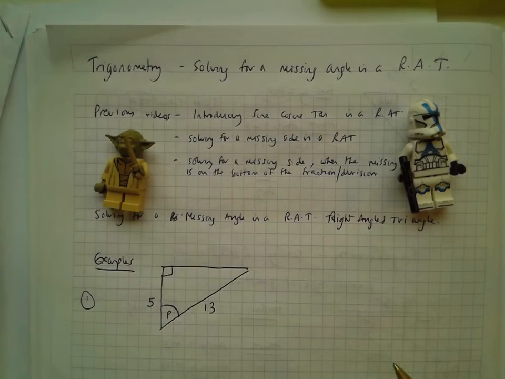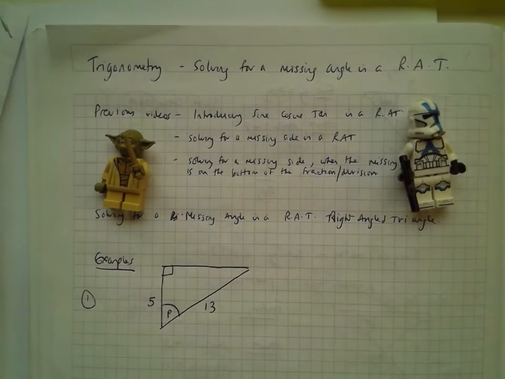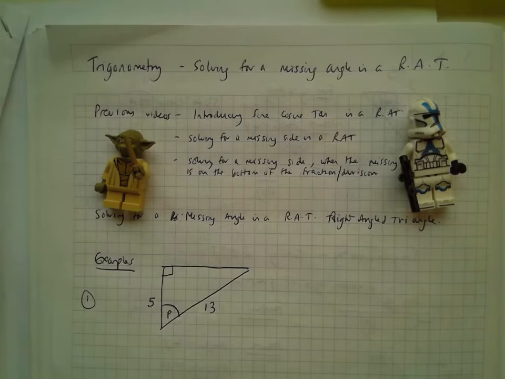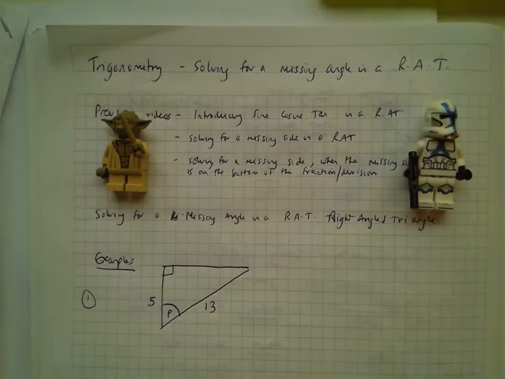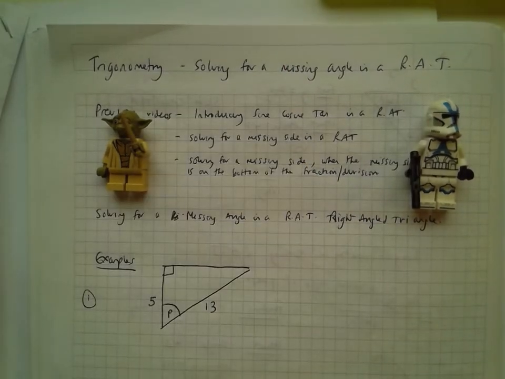Videos. This is a trigonometry video dealing with RATs, or right angle triangles, and today we're looking at solving for a missing angle in a right angle triangle. Now there's previous videos in this series including introducing you to sine, cos and tan in a right angle triangle, solving for a missing side in a right angle triangle, and then those kind of nastier problems where you're looking for a missing side but then the missing side ends up on the bottom of the fraction or the division that you're doing. Okay, so those are other videos you might like to look at. Today we're looking at solving for a missing angle in a RAT.